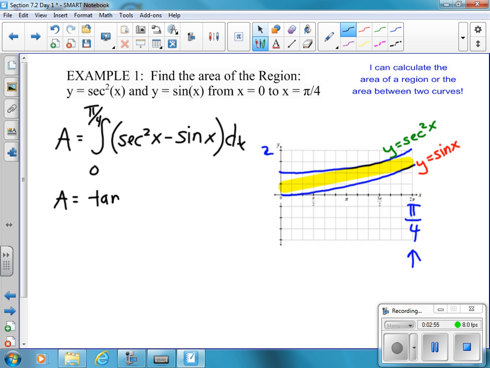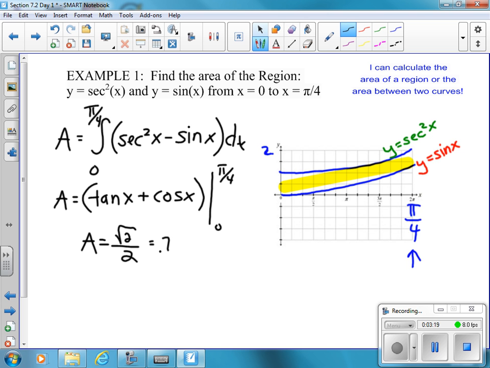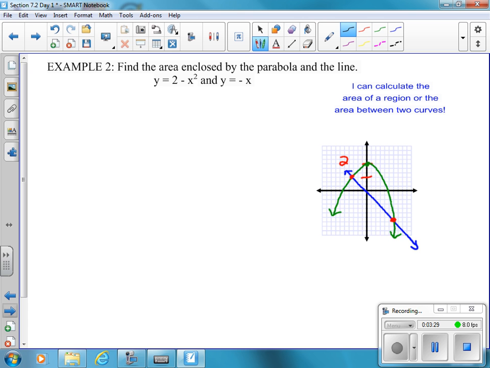Area is tangent of x, if you take the antiderivative of these, plus cosine of x, and evaluate this from 0 to pi over 4. And the area you get is square root of 2 over 2. Take the function at pi over 4 minus the function at 0, you get square root of 2 over 2, or 0.707. I like the square root of 2 over 2 better. Okay, that's how you do it. Top function minus the bottom function.